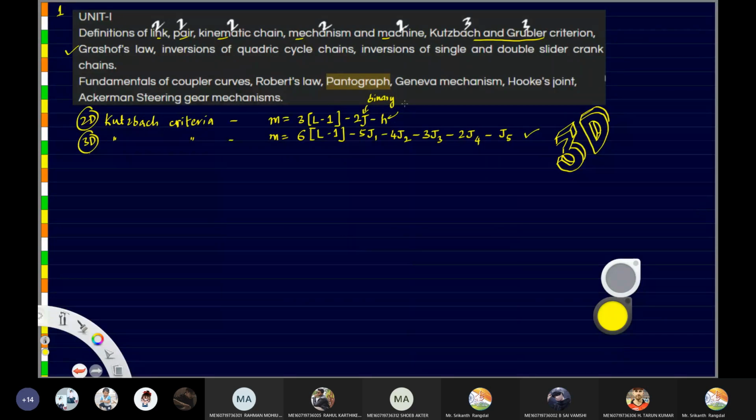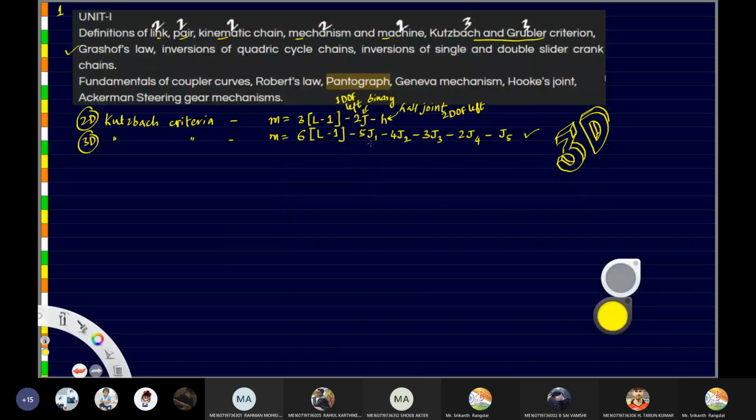Whereas this one is a half joint. With a half joint, the difference is that even after making this joint, 2 degrees of freedom are left. Whereas in binary, only 1 degree of freedom is left after making the joint. So that is the primary difference between the binary and the half joint.